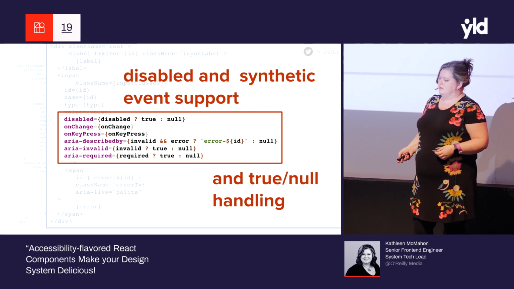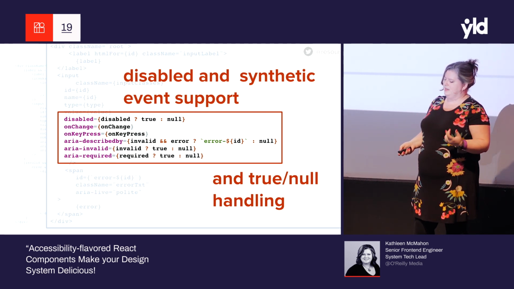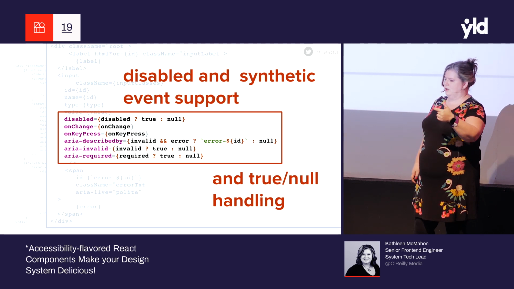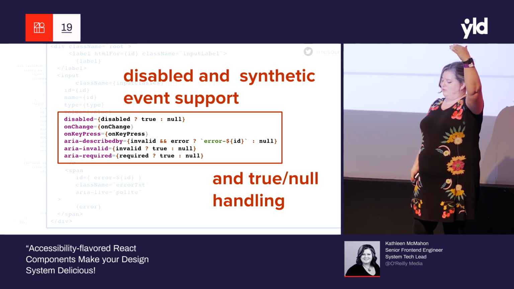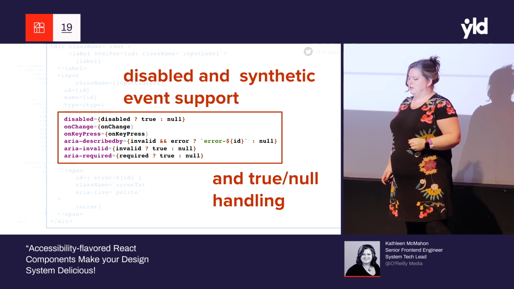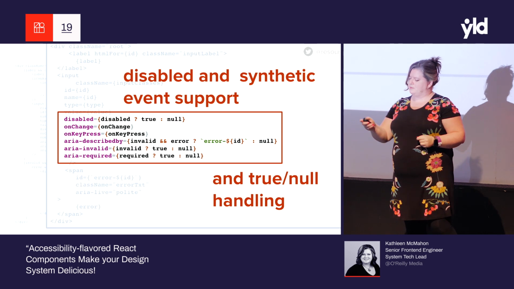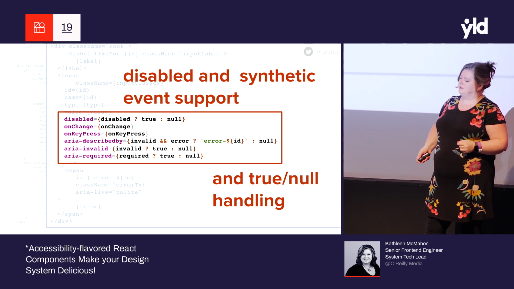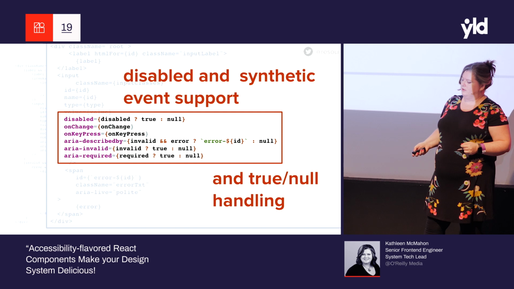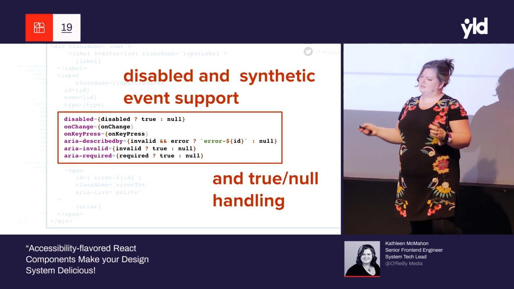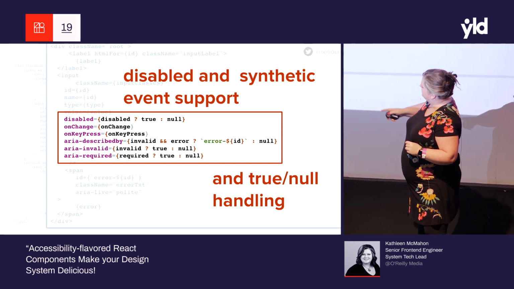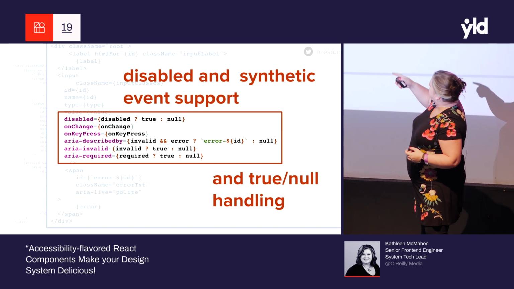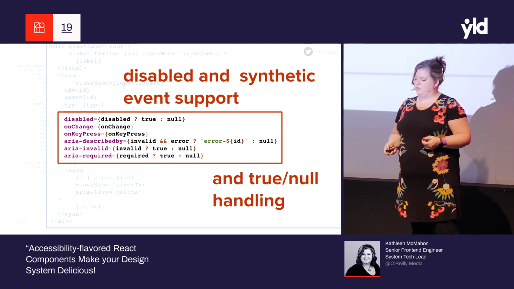We're going to add some disabled support and synthetic event support. There's more than onChange and onKeyPress. There could be onFocus and onBlur, but I'd run out of room. Any of our boolean props here are going to get that true or null handling. The aria-describedby will have a little more complex expression evaluation, I forget the term, on the left to add that ID if we want it.